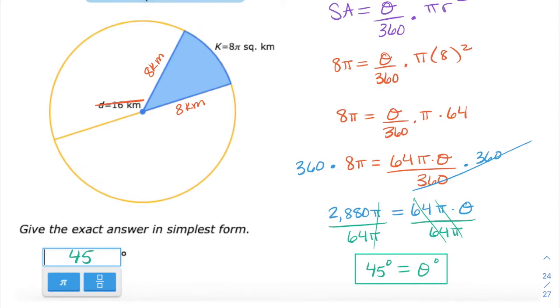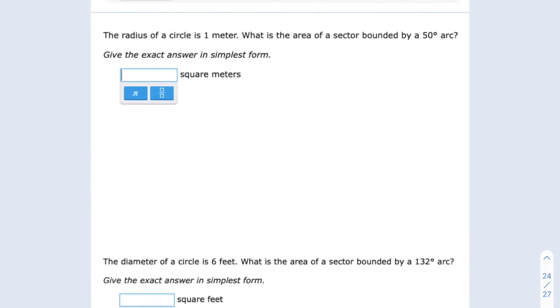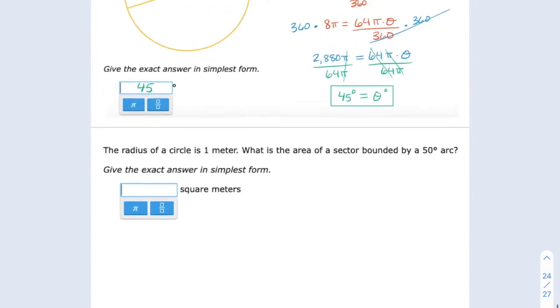Okay, let's see. We only have 1 slide left. Well, 1 page left, 2 items. These are word problems, but they are the same thing. So we're going to do sector area.